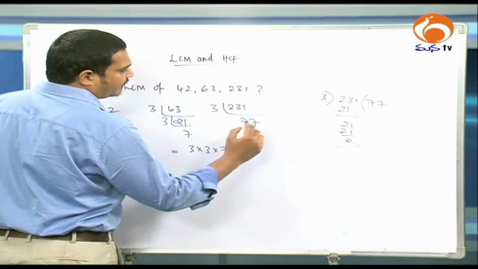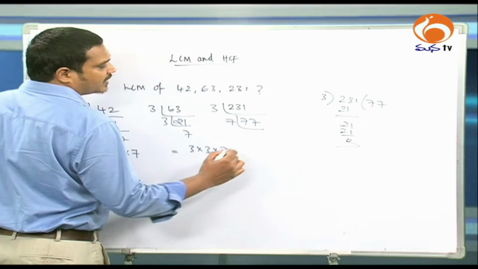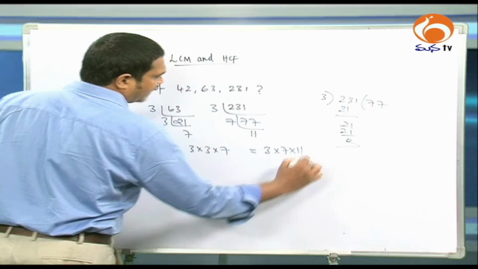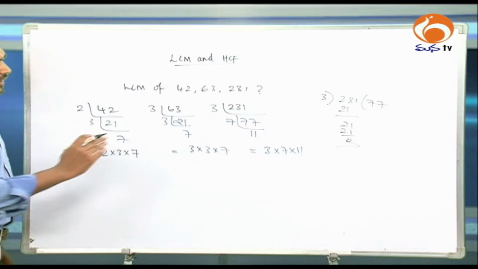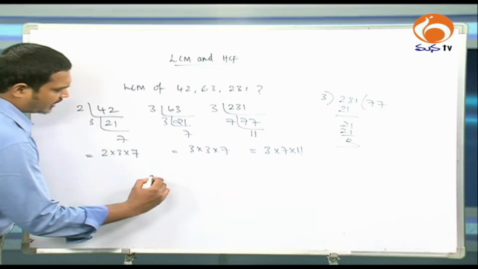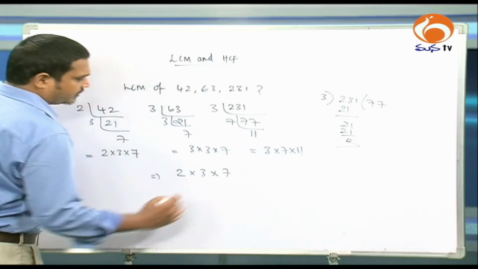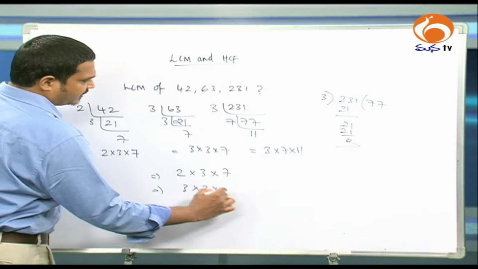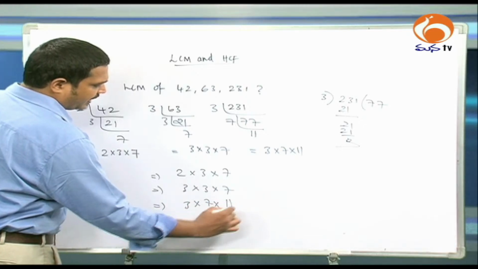Good. Now if you observe, 77 is easy for me. Let me start with 7, and then it is 11. So what are the factors? 3 into 7 into 11. All right, now I have factors for 42, 63, and 231 as well. I'm writing the factors: first 2 into 3 into 7, and then 3 into 3 into 7, and then finally it is 3 into 7 into 11.